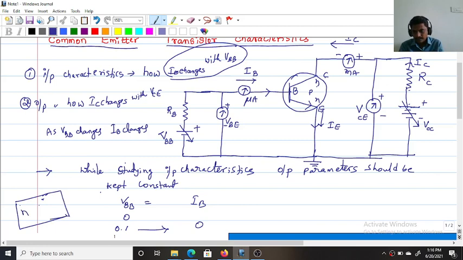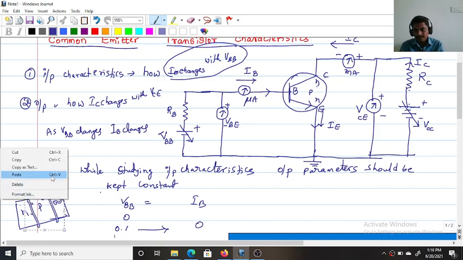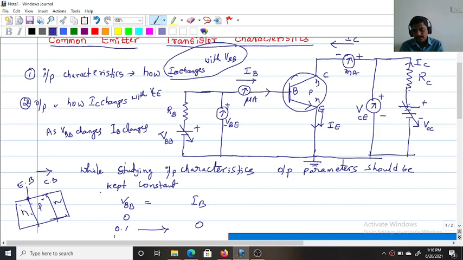This is an NPN transistor. There are two junctions. This is the emitter base junction. This is the collector base junction. The emitter base junction should be forward biased, and the collector base junction should be reverse biased. Even though it is under forward bias, there exists a built-in voltage. So what is a built-in voltage?